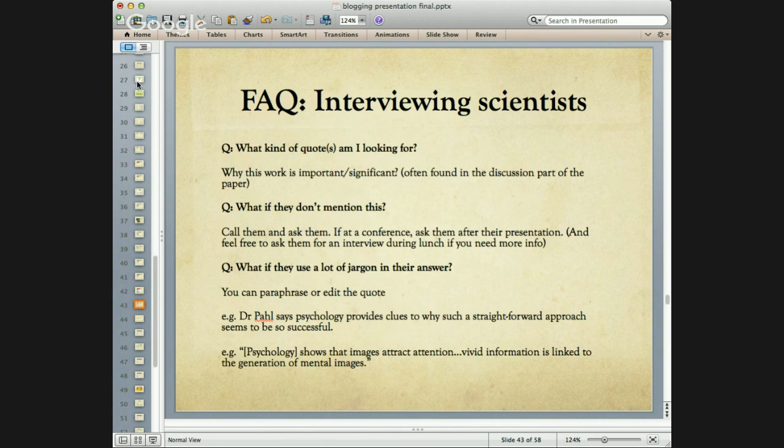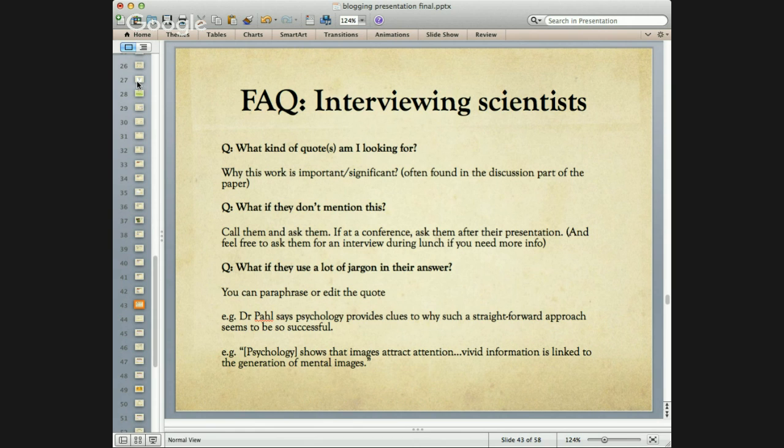Some frequently asked questions when interviewing scientists: what kind of quotes are you looking for in a story? I would normally say you're looking for the importance or significance kind of quote. If you're writing about a paper, you could say the authors said. It's not as nice normally as a punchy quote, because when we write, it's not really how you would express it verbally. You can often find those types of quotes in the discussion part of a paper. But that's the kind of quote you want: a punchy, short, sharp, amazing, important, significant quote.